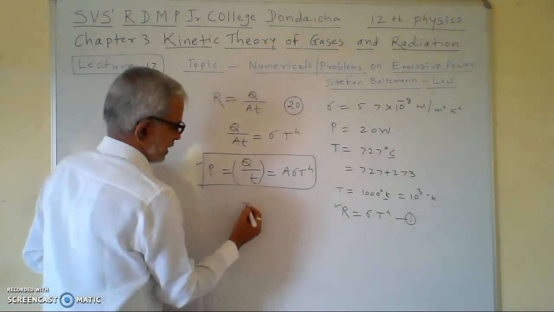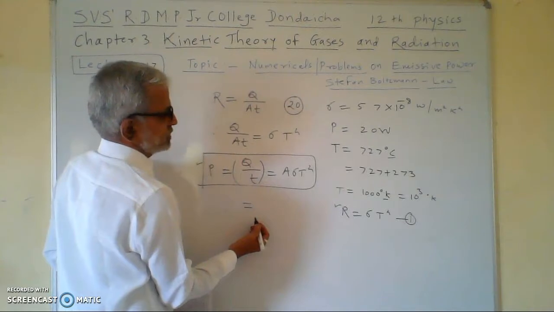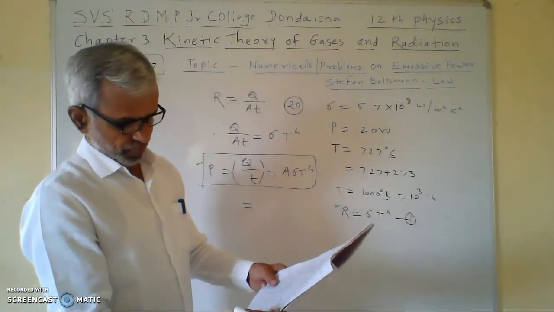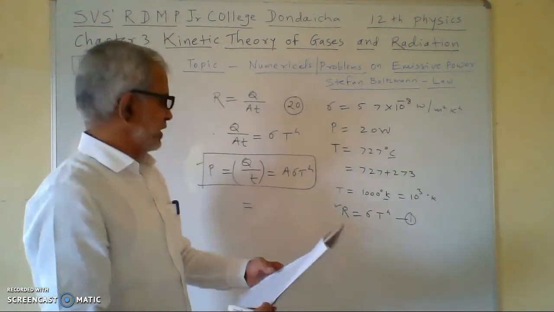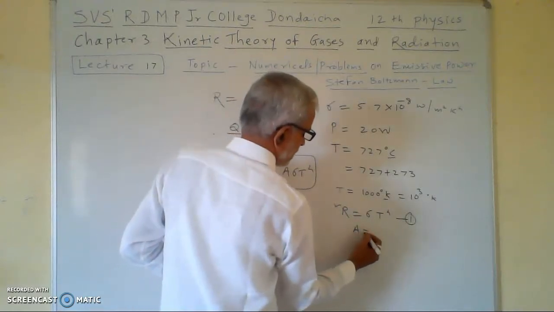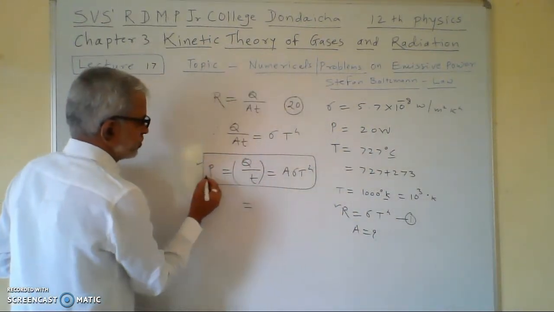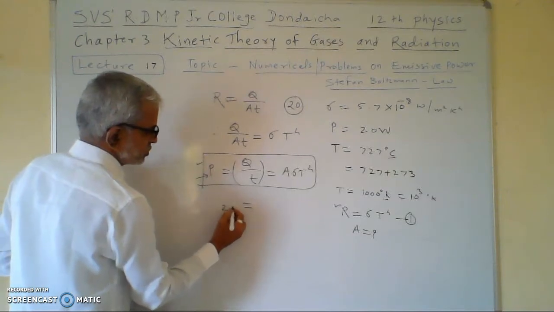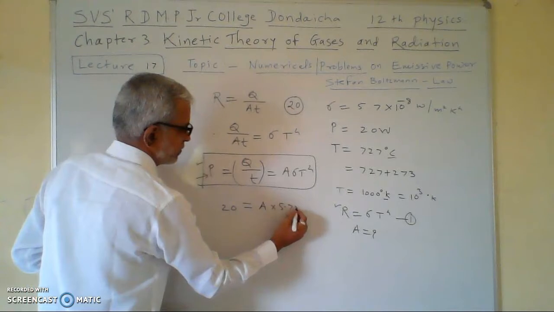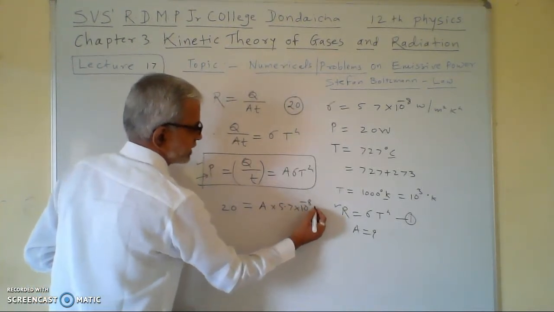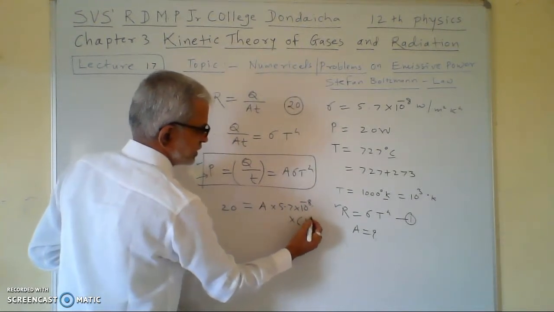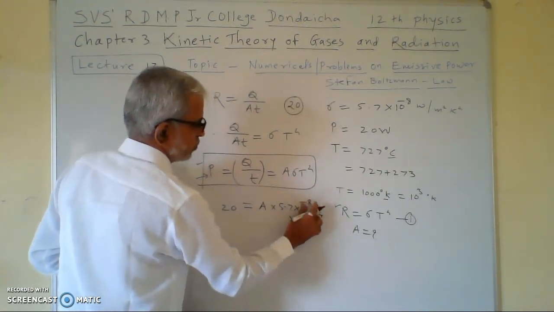So put the value of A. What is area? Area is to be determined. So here we determine A. So put value of P. What is P? It is 20. Then area unknown. Sigma is 5.7 into 10 raised to minus 8 multiplied by T, T is 10 raised to 3 and it is raised to 4.